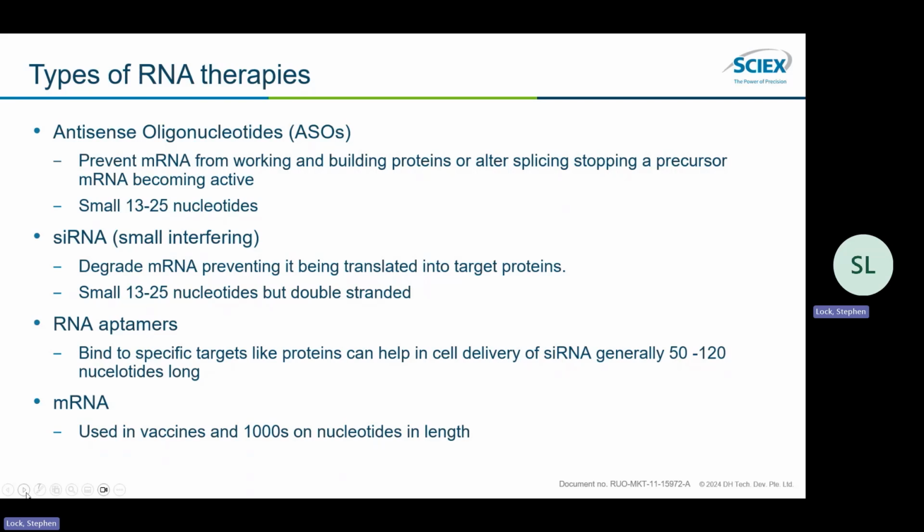The next class is siRNAs. These degrade mRNAs, preventing them again from being translated into target proteins. They're a similar length, but have a slightly different action to ASOs. RNA aptamers are another class, not as common as the first two, but these bind to specific targets like proteins and can help in cell delivery of siRNAs. These are generally a lot bigger, 50 to 120 nucleotides in length. And then, of course, the biggest of these types of RNA therapies is messenger RNA, used in vaccines, and these are thousands of bases long.